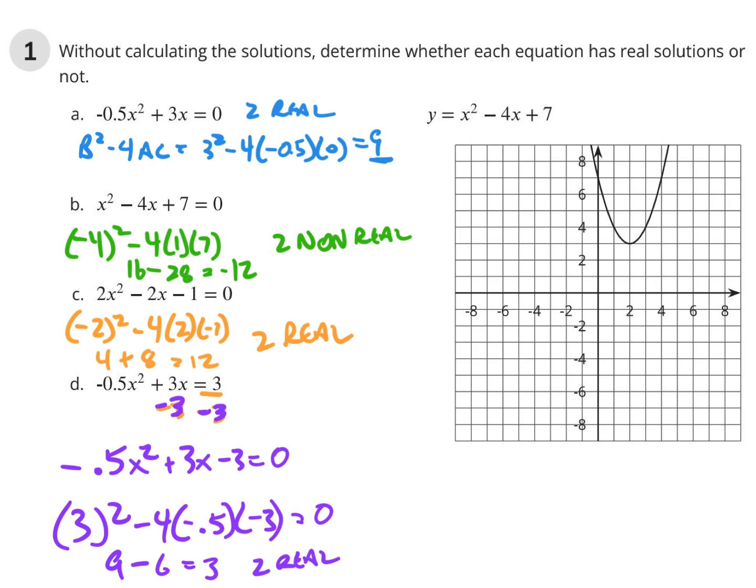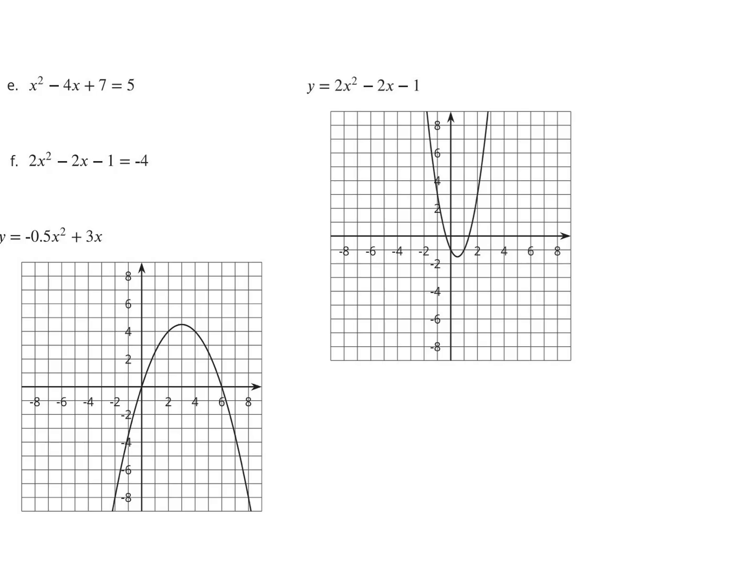Okay, looking at the graph here. This has no real because the graph does not touch the x-axis. We don't even have to calculate b squared minus 4ac. Okay, well, for this one, let's look at the graphs first. This has 2 real solutions. This one has 2 real solutions. All right, and then they stuck an E and an F on us.